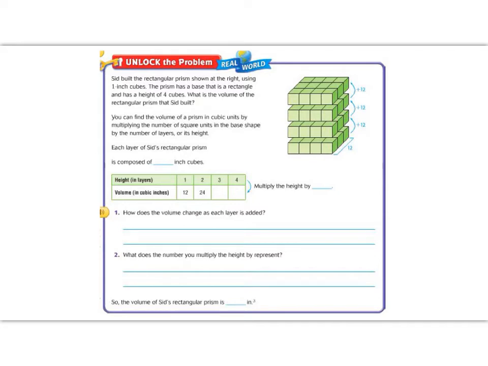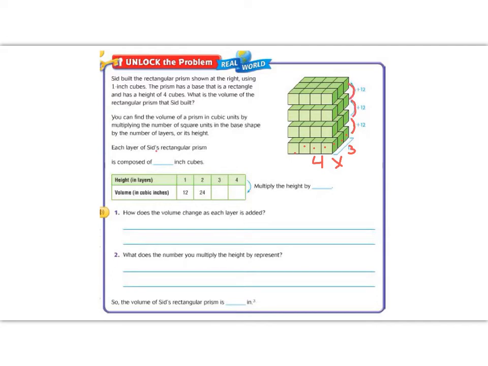So it says each layer of Sid's rectangular prism is composed of blank unit cubes. Well, if we look here, we have 1, 2, 3, 4 on this side, and 1, 2, 3 on this edge, and we know that we multiply them together, so 3 times 4 is 12. And so every time we add a layer, like it's showing you here, we are adding a group of 12.